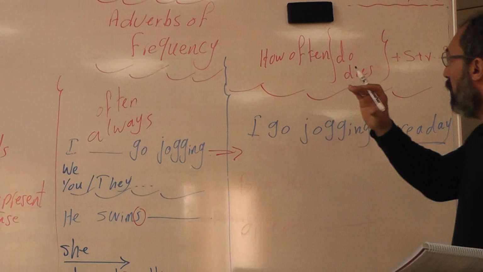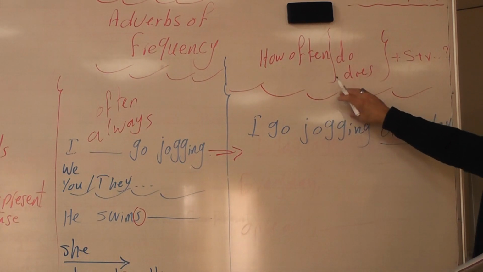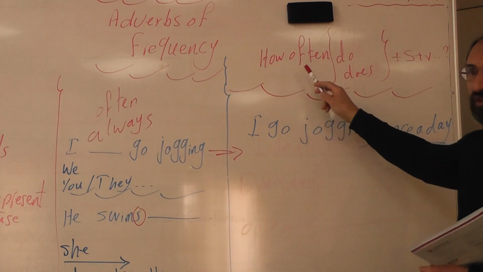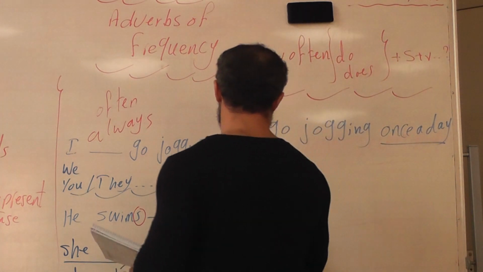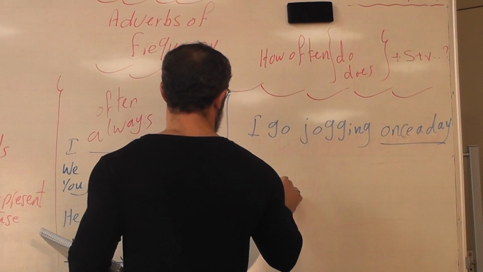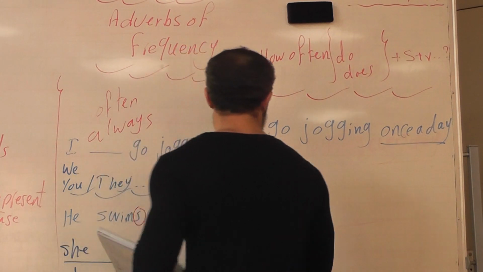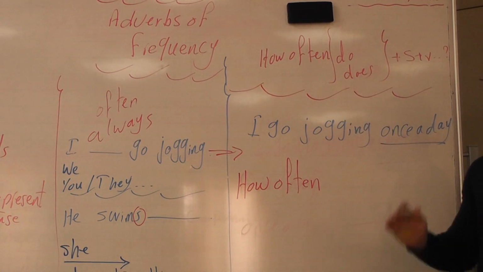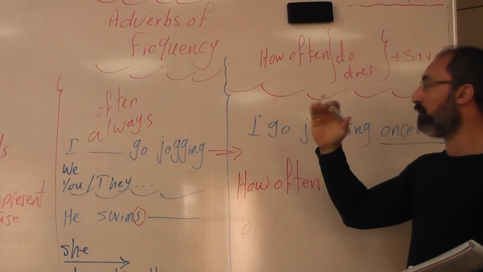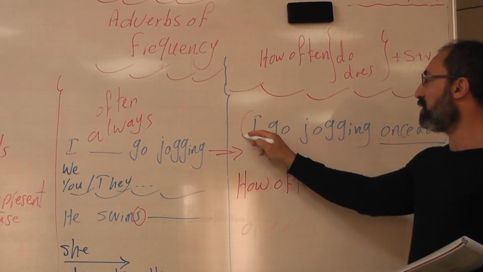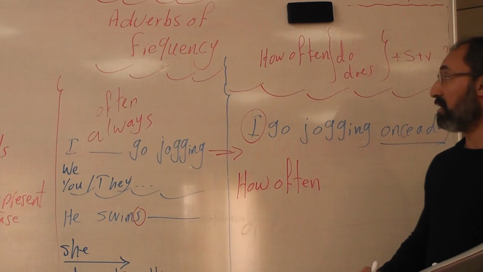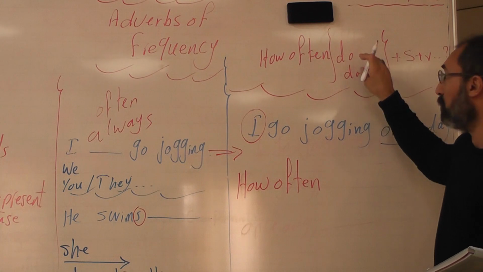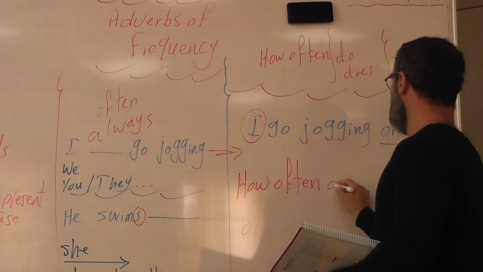First of all, let's apply our rule. Firstly, I have to write my WH question word, which is how often. Then, I have to write do or does. Again, it's according to the subject of my sentence. My subject here is I, so my helping verb is going to be do. So, how often do?